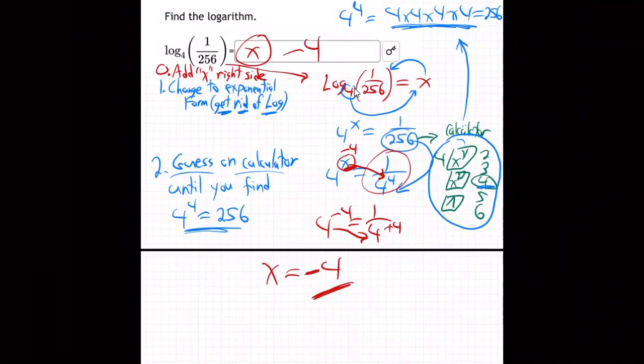So let me recap on that. Step 0, so to speak, put an x on the right side. And then just do the swish thing to get rid of the log and change to exponential. And then use your calculator, guess, so you find out that 256 is 4 to the 4th, and you go, oh, what power do you need to make 4 to the 4th in the bottom? Well, it's got to be negative 4. And the power is the answer. How do you know? Well, the x is right here in the power, and the x is right here in the answer blank. So you tracking with me? The x, the answer blank, and the power are all one and the same. And they are negative 4. So that's our answer, negative 4.